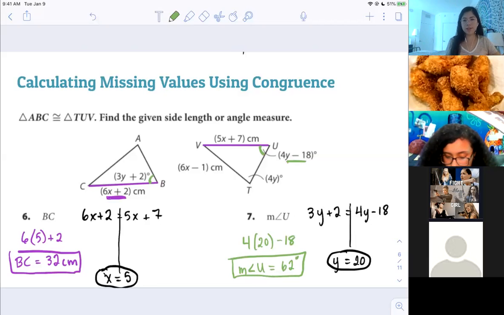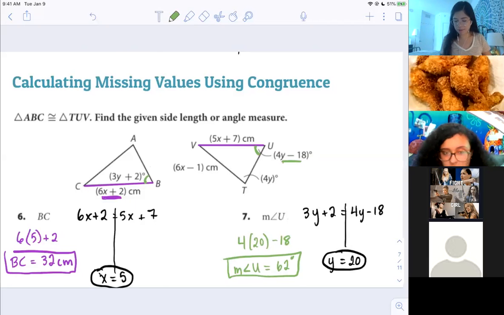This is one of my favorite things because I like algebra, as you guys really know. Yeah, it's like a game of match.